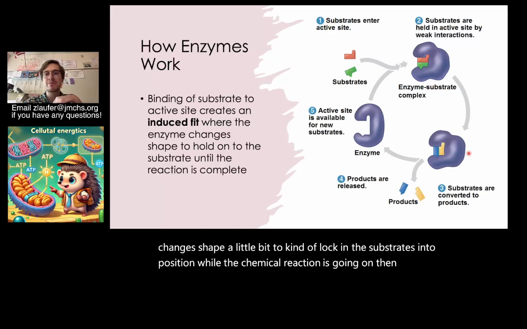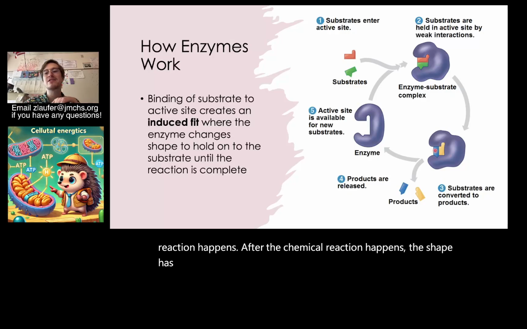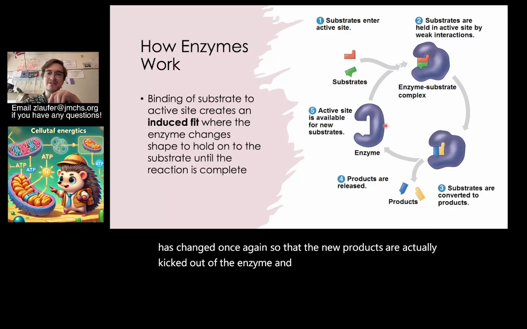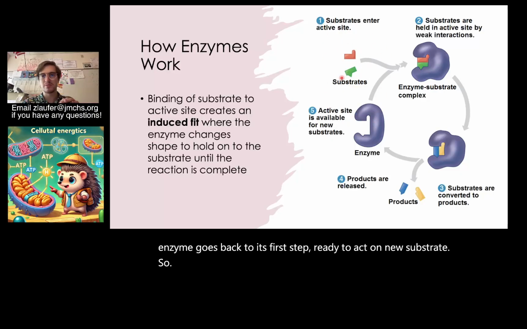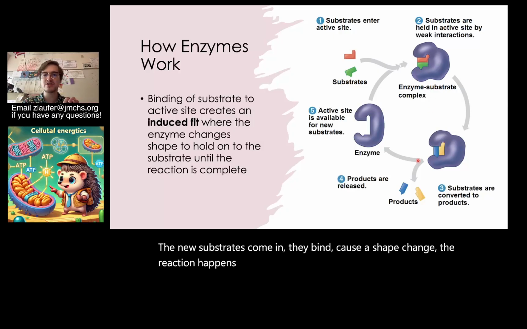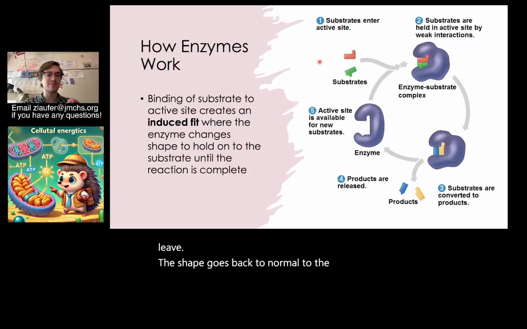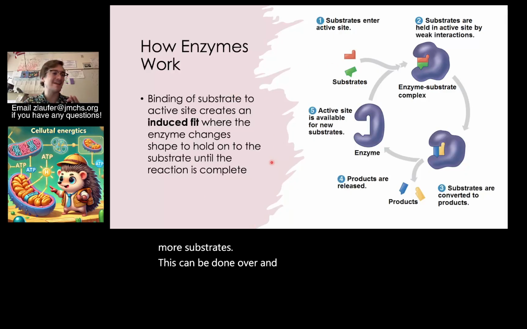Then the chemical reaction happens. After the chemical reaction, the shape has changed once again so that the new products are kicked out of the enzyme and released. And then the shape of the enzyme goes back to its first step, ready to act on new substrates. So the new substrates come in, they bind, cause a shape change, the reaction happens, we get another shape change, the products leave, the shape goes back to the start, and then it's ready for more substrates. This can be done over and over and over again.